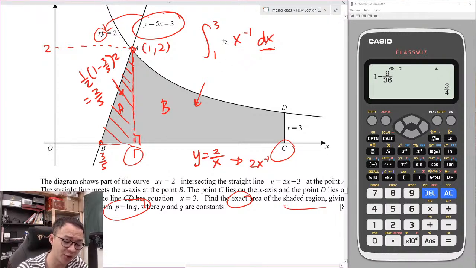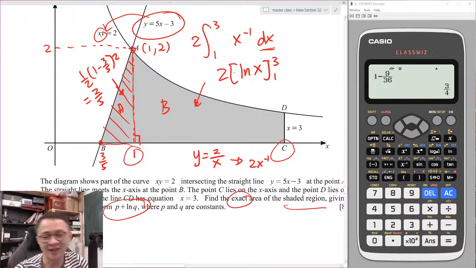Before I integrate, 2 is a constant number, so I will take it out. Basically, if I integrate x to the power of negative 1, it will give me ln x here. Therefore, this is 2 ln x from 1 to 3.